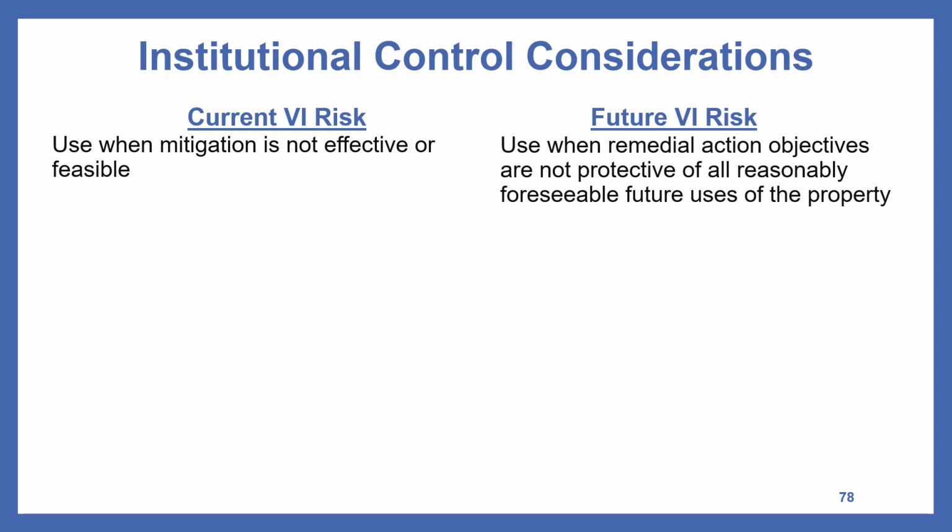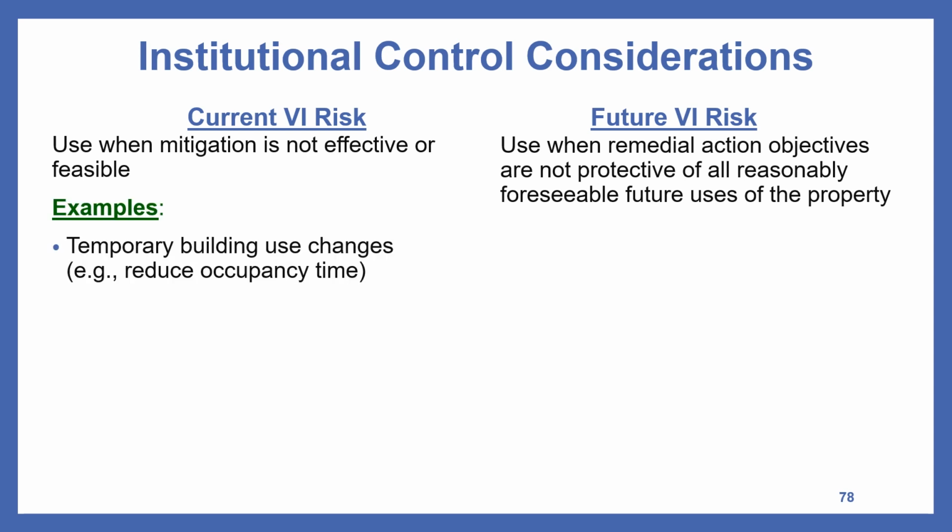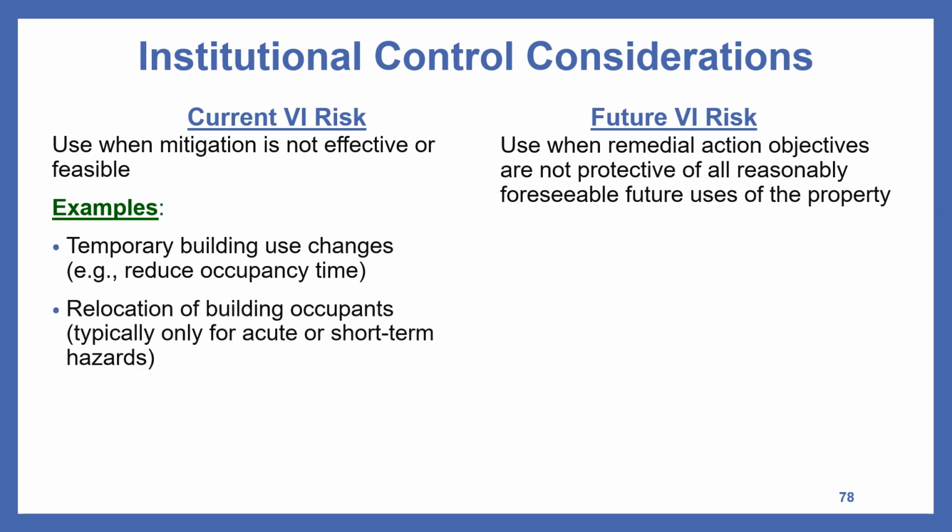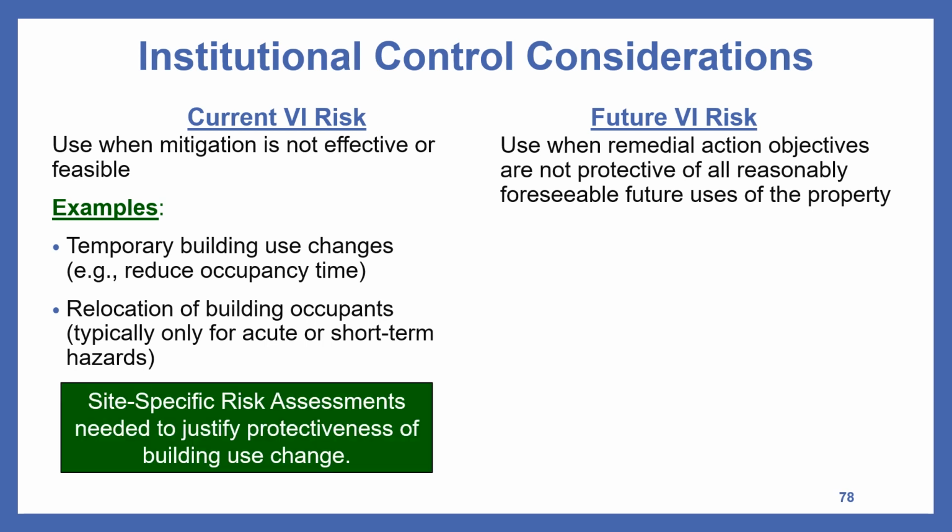So some examples for institutional controls that address current VI risk: we can have temporary building use changes to reduce the occupancy time at the building. We can also do relocation of building occupants. Typically, this is only done if there's an acute or short-term exposure scenario. And just keep in mind that a site-specific risk assessment will be needed to justify the protectiveness of building use changes implemented using institutional controls.